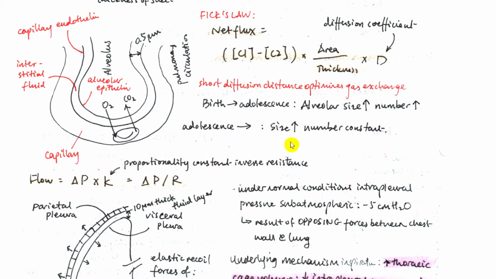Now, from birth to adolescence, the number of alveoli increase and the size increases as well. But from adolescence onwards to adulthood, the size increases, so your alveoli get bigger, but the number stays constant, so you don't grow any more alveoli.